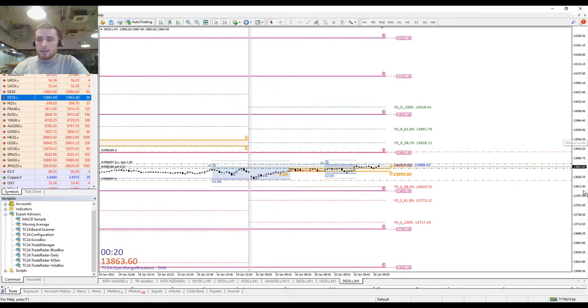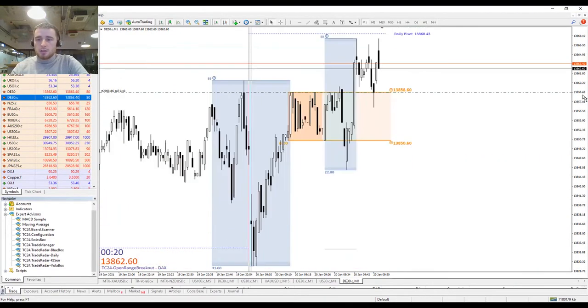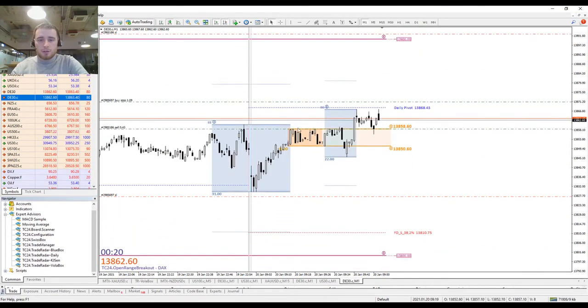But let's go to the main event of our template, so to say. And it is just over here. It's a bit messy today, so we've got this orange box here. Ignore the blue boxes for this moment. This orange box is our open range.